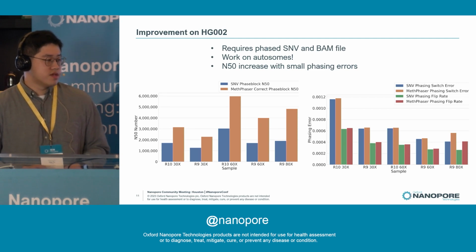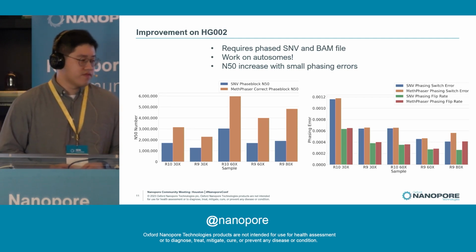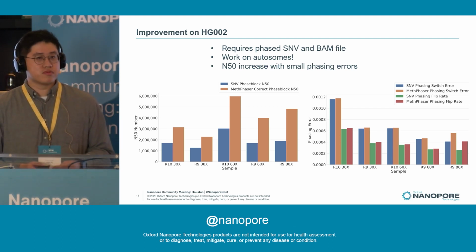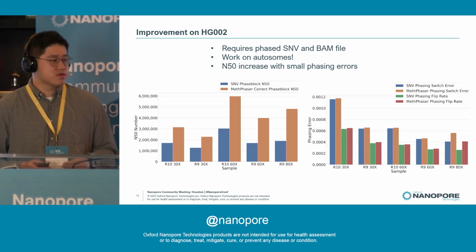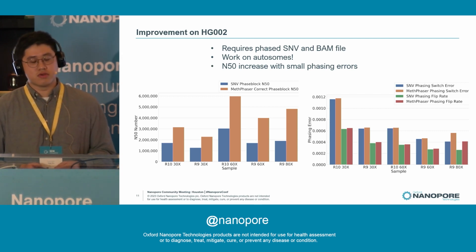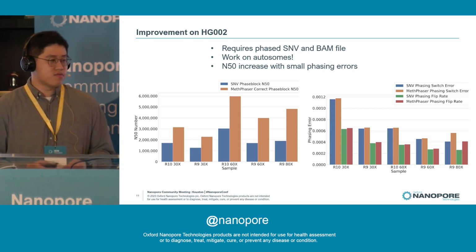So with that, I would like to show the improvement of MethPhaser on HG002. The input data for MethPhaser requires phased variants and a BAM file. It only works on autosomes because of random X inactivation. And you can see on the left, with different chemistries, with different sequencing kits, MethPhaser increased the N50 number by a lot.